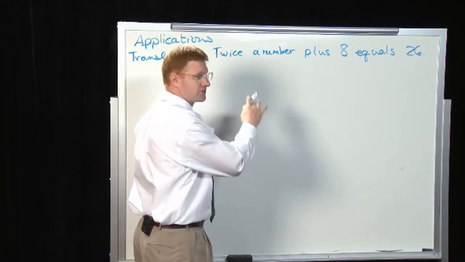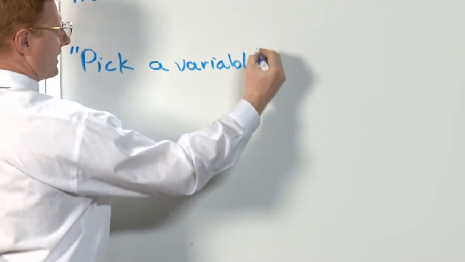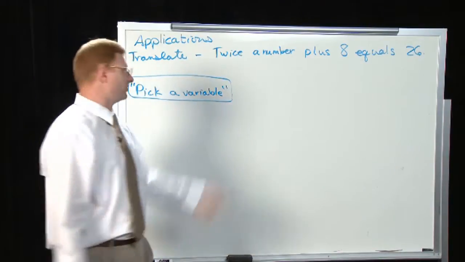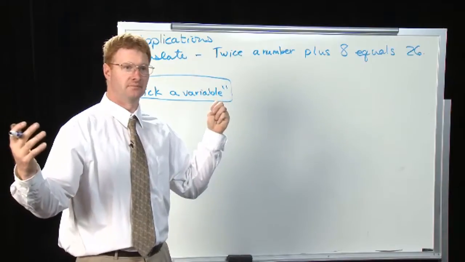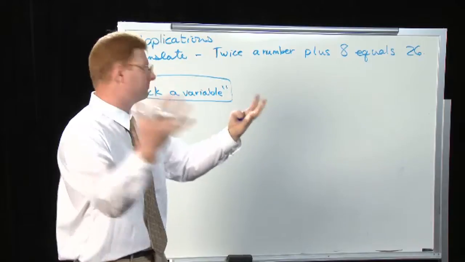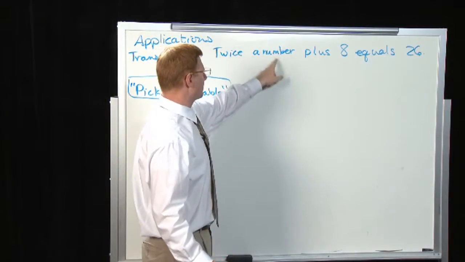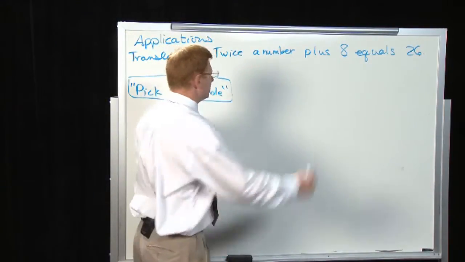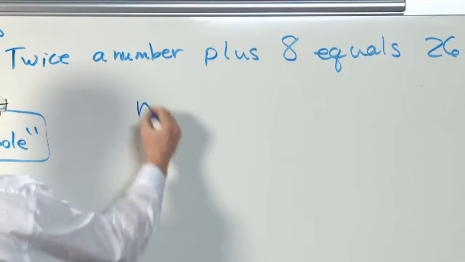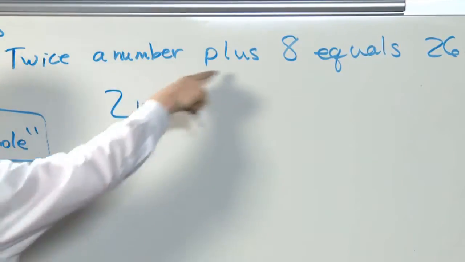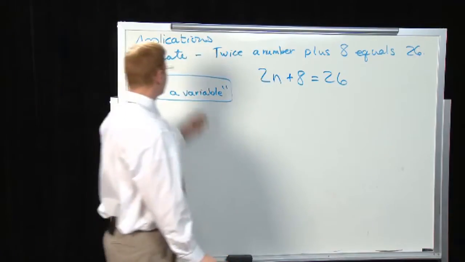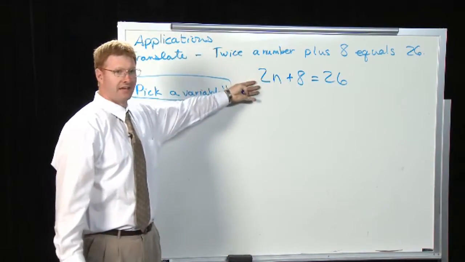So, one of the first things you're going to have to do, pick a variable. Usually it's what you don't know. You don't know what that number is, so pick a letter. If you're named Rick, pick an R. Pick a Q, L, M, whatever you want. Because you've got to put a letter in here to represent that number. So a very common one is X. We could use N for number, so we take N. We say twice a number plus 8 equals 26. Now you've just translated from English into math.